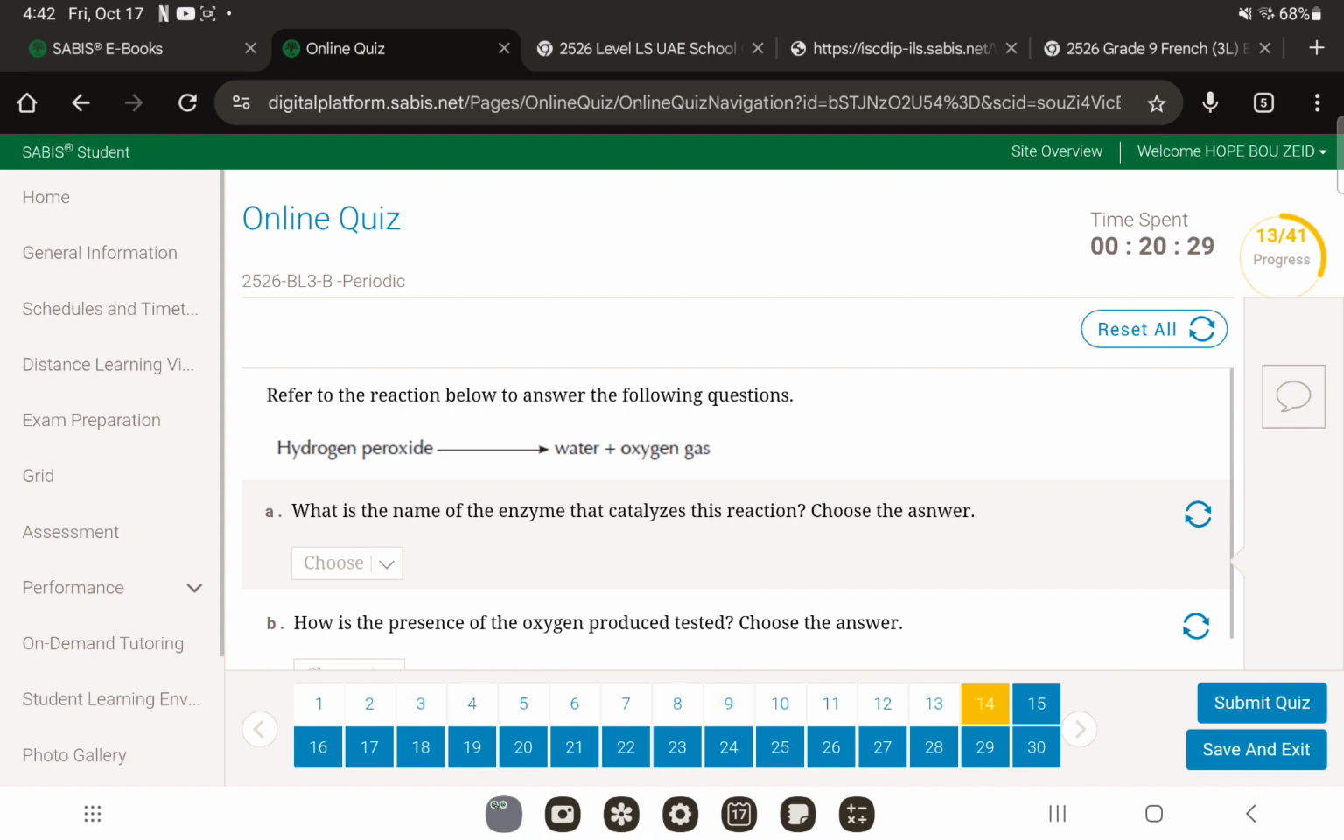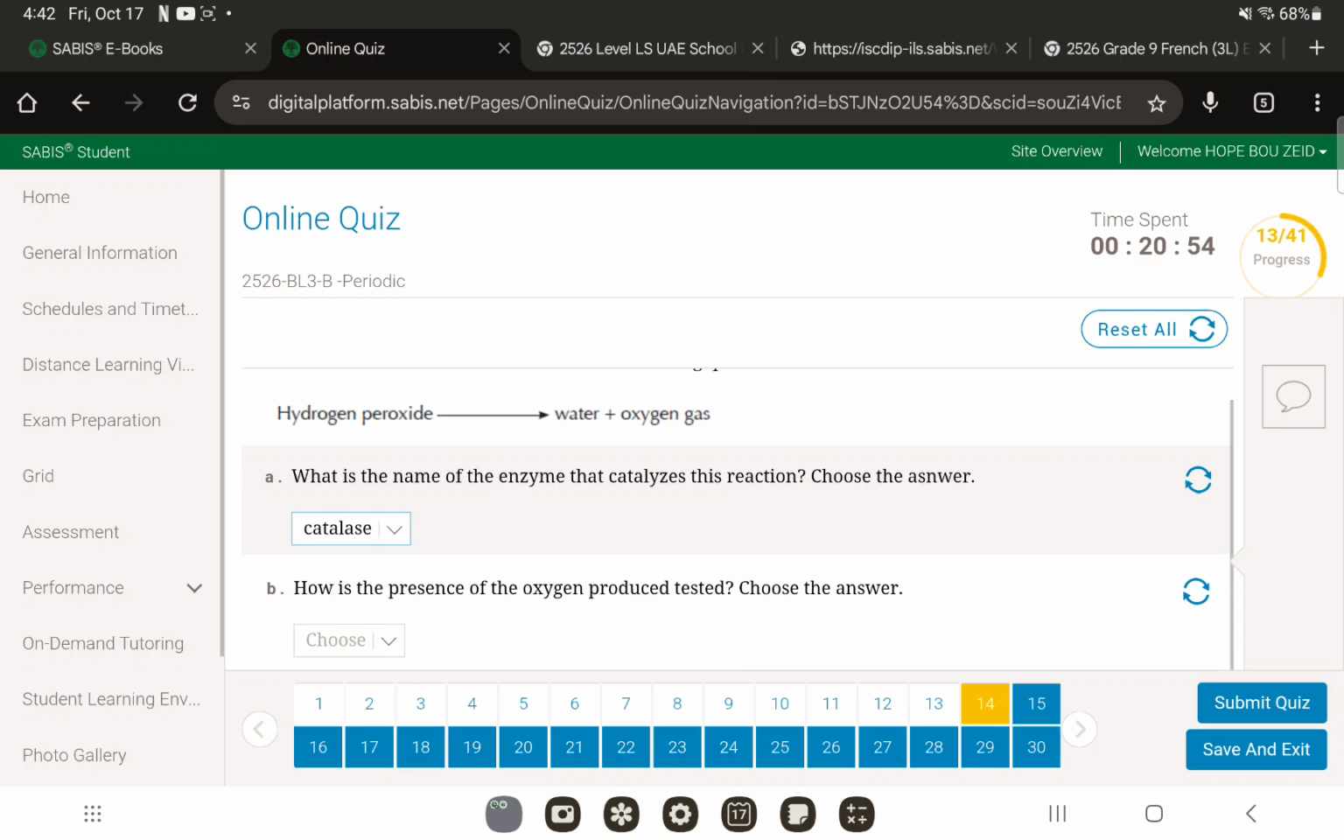But anyway, here, okay, refer to the reaction below to answer the following questions. What is the name of the enzyme that catalyzes this reaction? The name of the enzyme that catalyzes hydrogen peroxide is called catalase. Catalase breaks down hydrogen peroxide into water and oxygen gas.